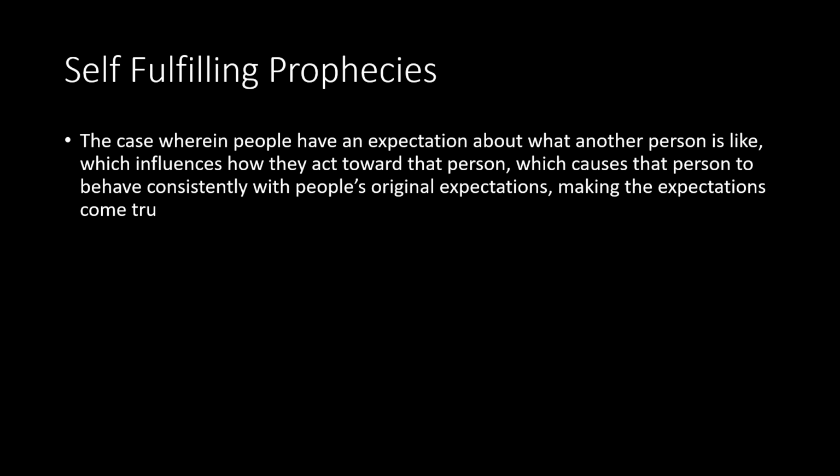Let's move on now to self-fulfilling prophecies. These are cases wherein people have an expectation about another person, and it influences how they act towards that person, which causes that other person now to behave consistently with the people's original expectations, making those expectations come true. Now, this happens in a lot of ways, and I'm going to now talk about an experiment that actually has some pretty unsettling and profound impacts.